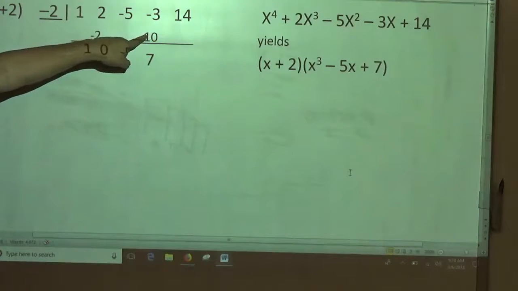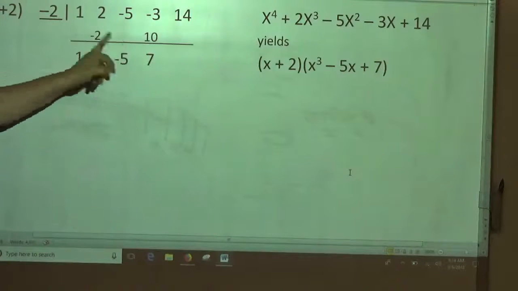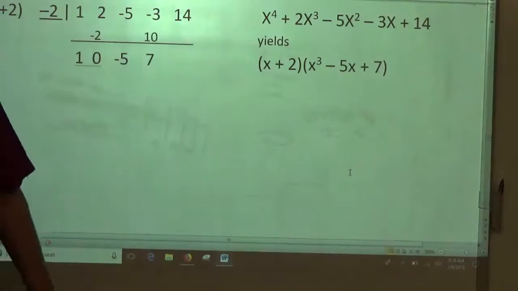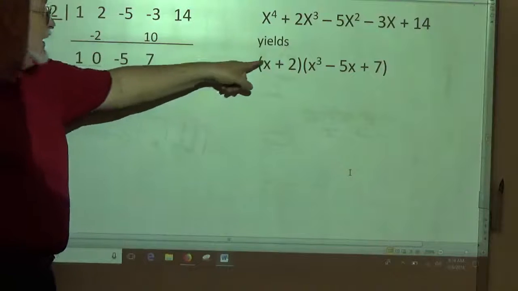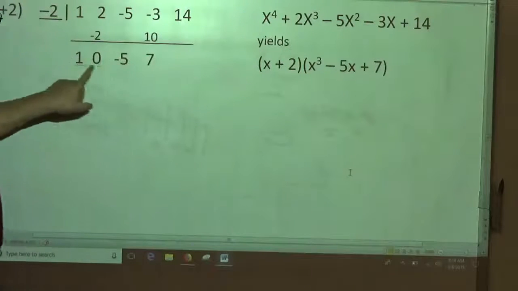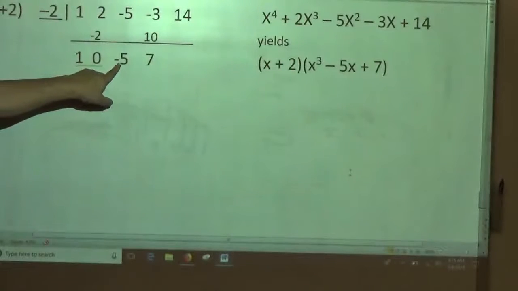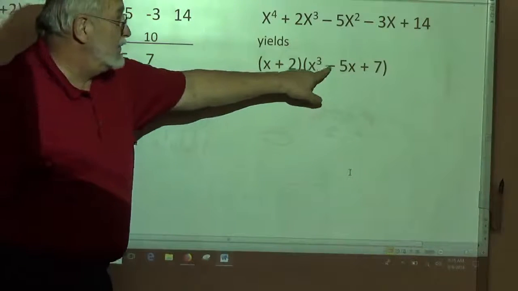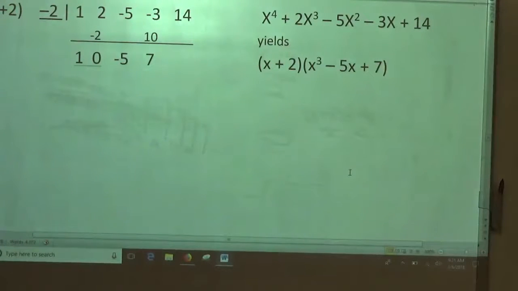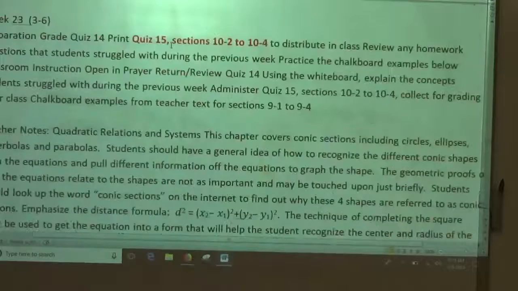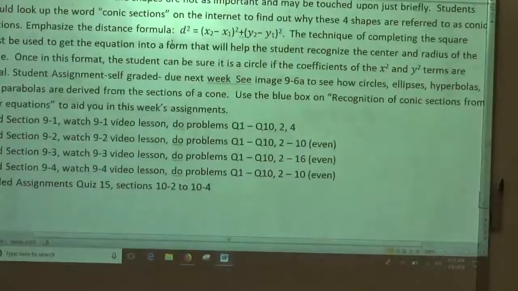Negative 2 times negative 5 is positive 10. Add these two together, get 7. Negative 2 times 7, negative 14. Negative 14 is the 0 that I knew was there. Okay, so now I have x plus 2, and now this was a fourth, so this is third. x third plus nothing minus x plus 7. And so those become the two binomials that you would work on. And that's synthetic division. All right, synthetic division is used a lot in the higher algebra. Okay? All right, now we're moving into, and that's teacher notes.